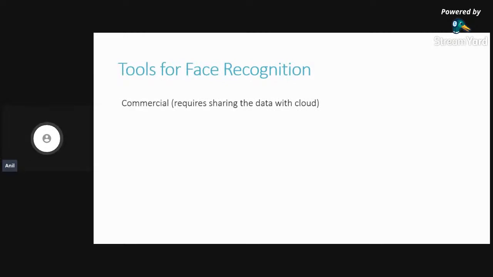The tools that are available for face recognition are both commercial and open source. The commercial ones basically require sharing your data with the cloud. That means we are using a cloud service, maybe from Amazon or Facebook, and we have to upload our data to the cloud. The computation is performed on the cloud, and then we get the results from the cloud. So it requires an active internet connection.